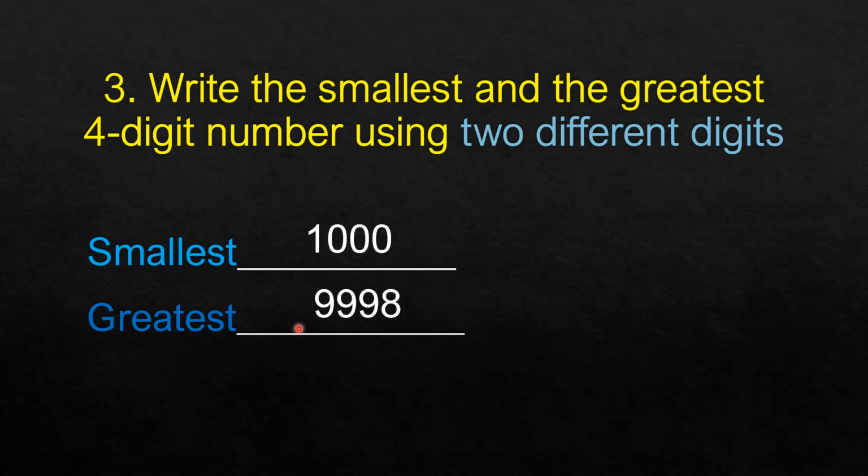Yes, 9998. So, we use just two digits here, 9 and 8. And 9998 will be the greatest four-digit number using two different digits.